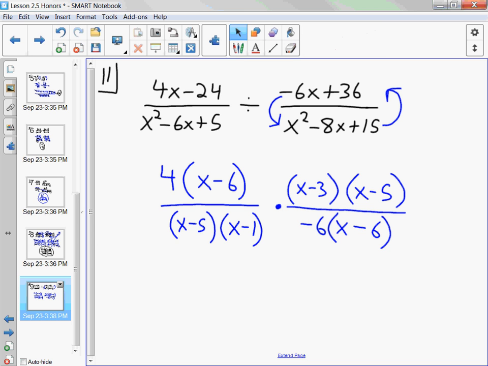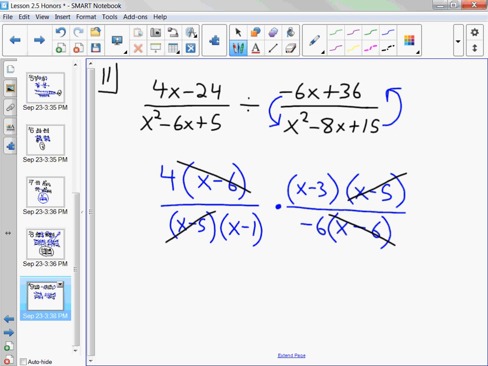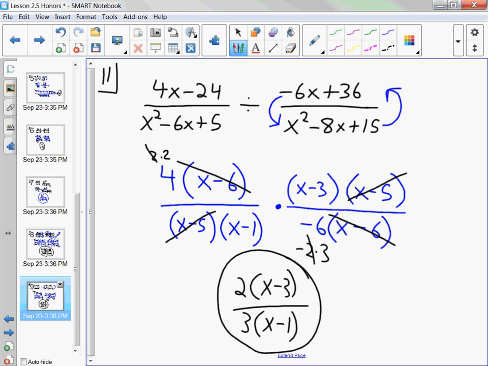Common factors that we can cancel out. There's an x minus 6 here and an x minus 6 there, and x minus 5 on the bottom, x minus 5 on the top. Remember, when you're just dividing x minus 5 by x minus 5, that gives you 1. I notice 4 can be broken down to 2 times 2, and negative 6 can be broken down to negative 2 times 3. I can cancel a pair of 2's. That's still going to be a negative 1 right there for that. That negative will still be there. So I have a 2 times x minus 3 left on the top, and a 3 times x minus 1 on the bottom. And that should be my answer.